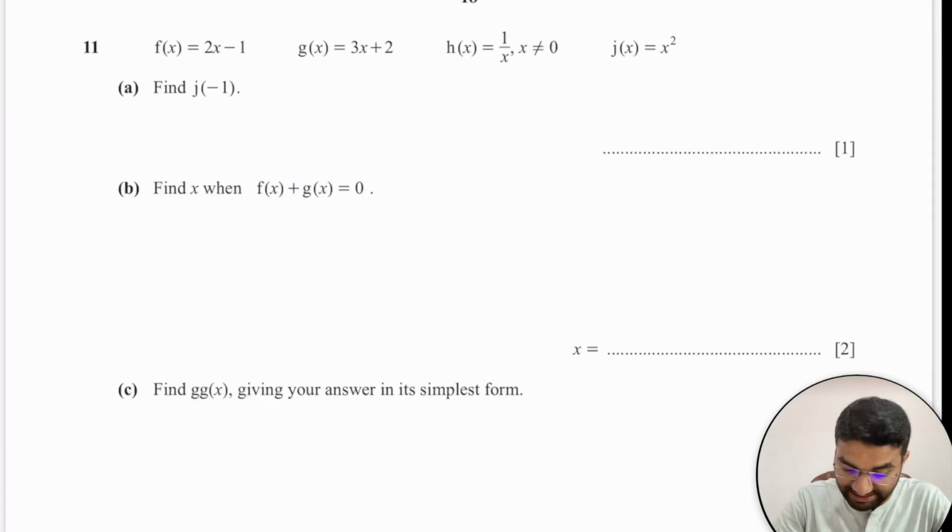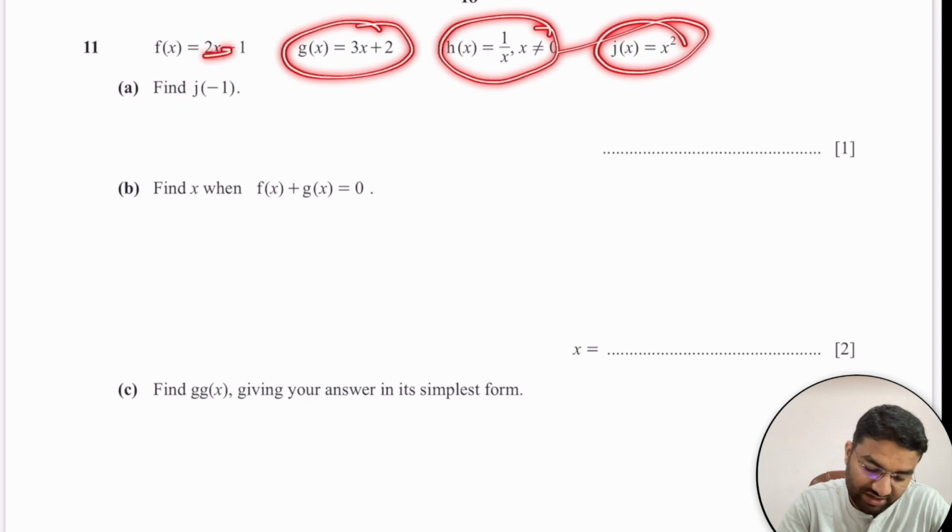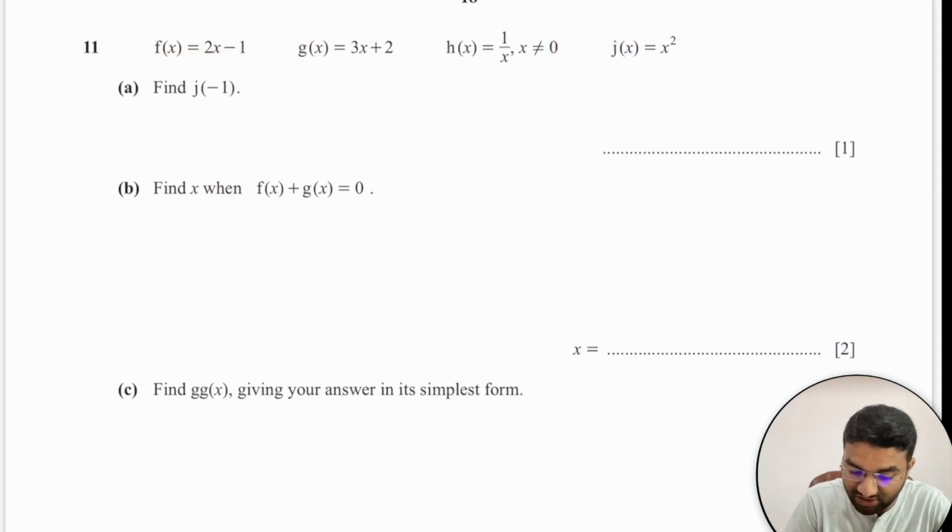The 11th question: f of x is equal to 2x minus 1, g of x is equal to 3x plus 2, h of x is equal to 1 upon x, j of x is equal to x square. These 4 functions are given here and we have to find firstly j of negative 1. So j of negative 1 means we have j of x is x square, and negative 1 bracket square is just 1. So the answer is 1.